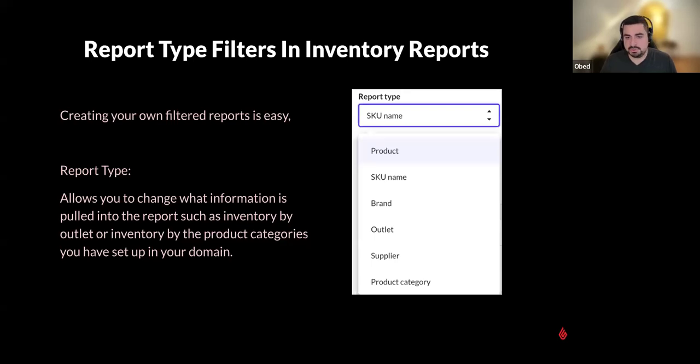On the inventory reports, similar to the sales reports, you can have a couple of different report types available. So the report type will allow you to change the information that's pulled into the report. So for example, if you want to only see inventory information for a specific outlet, you can change the report type to that. Or, you can go by supplier or brand. You can use the report type filter.